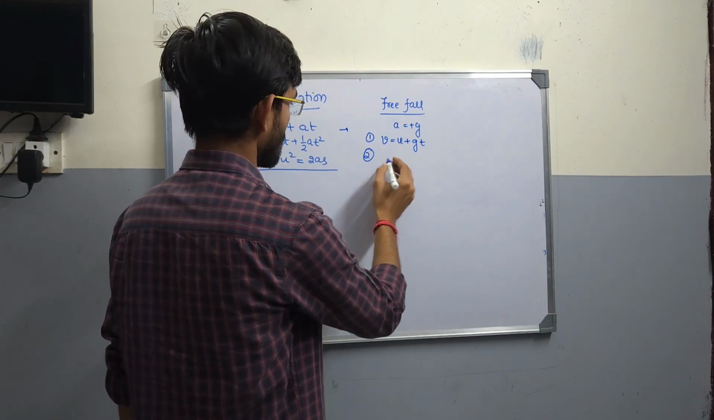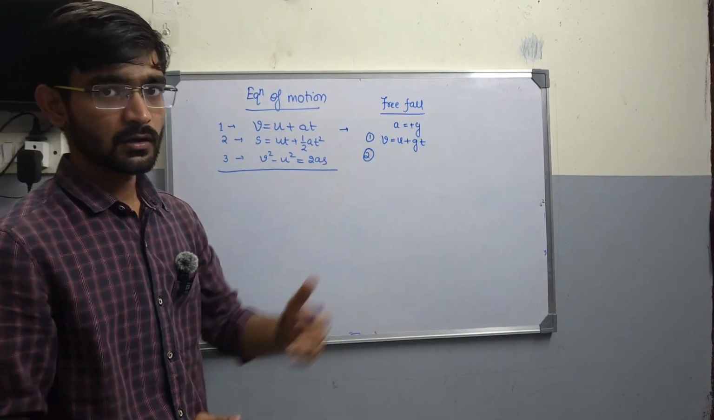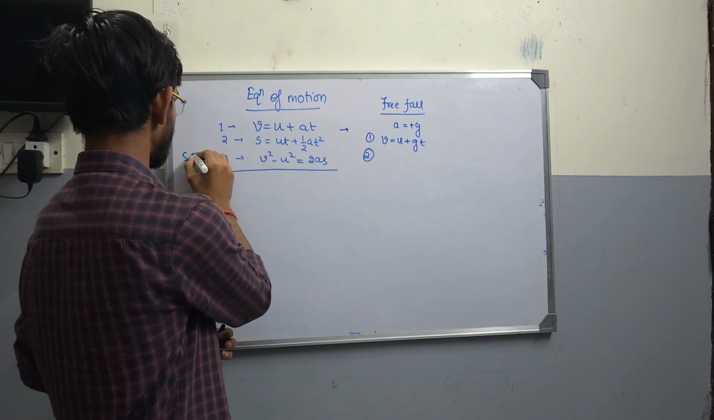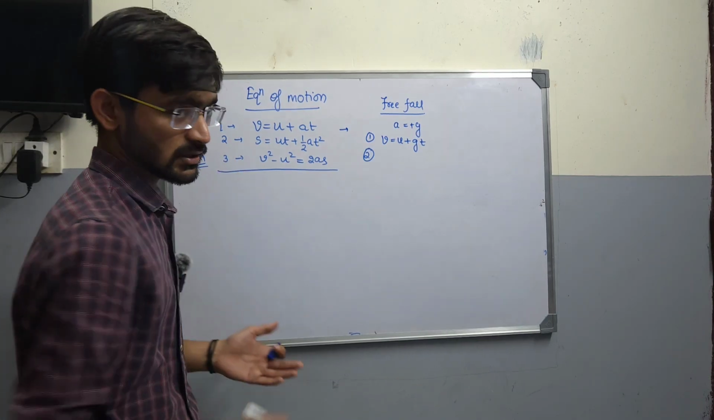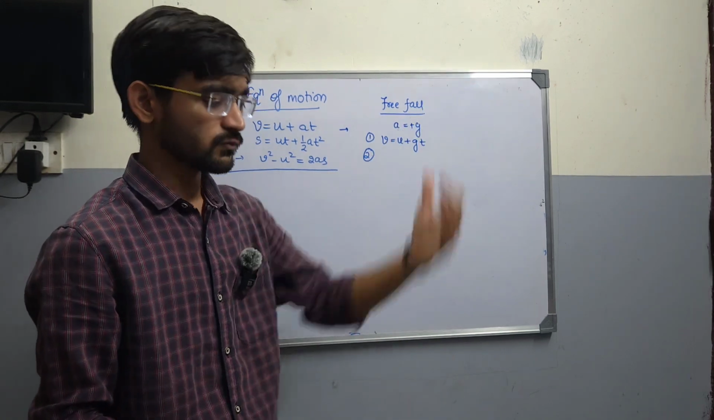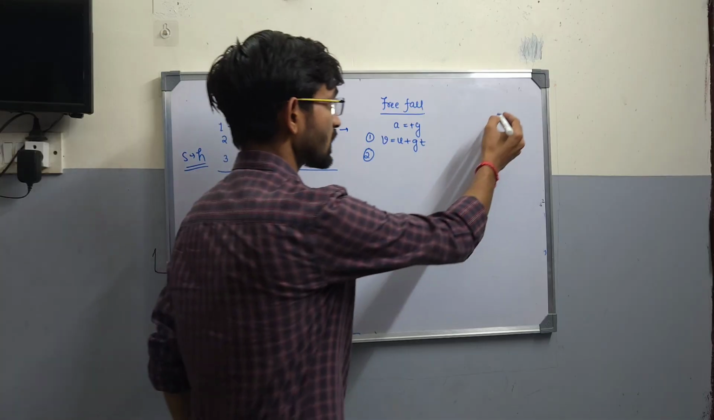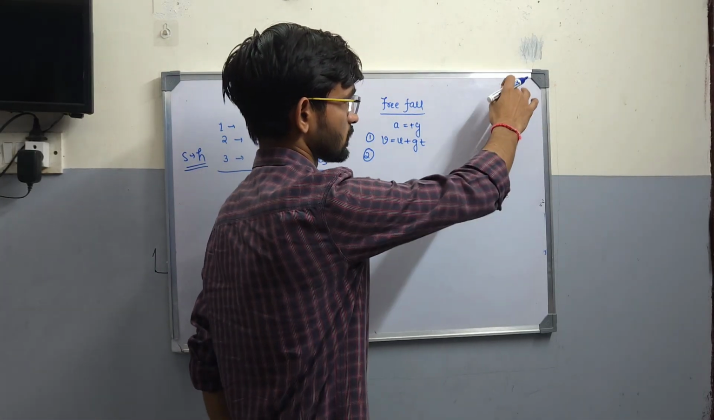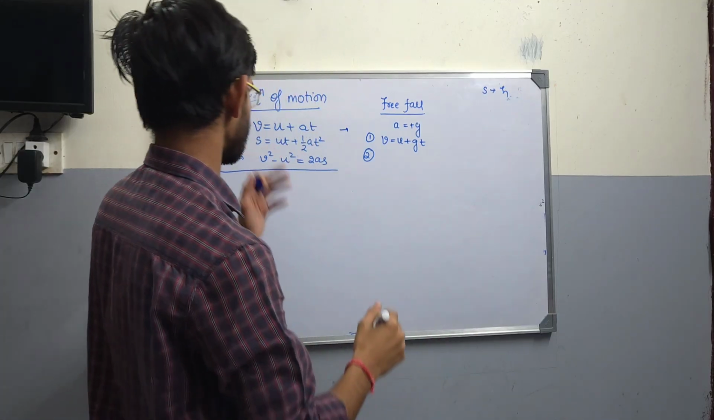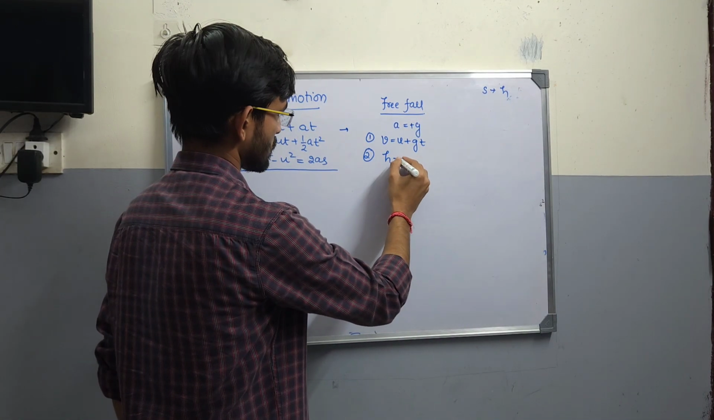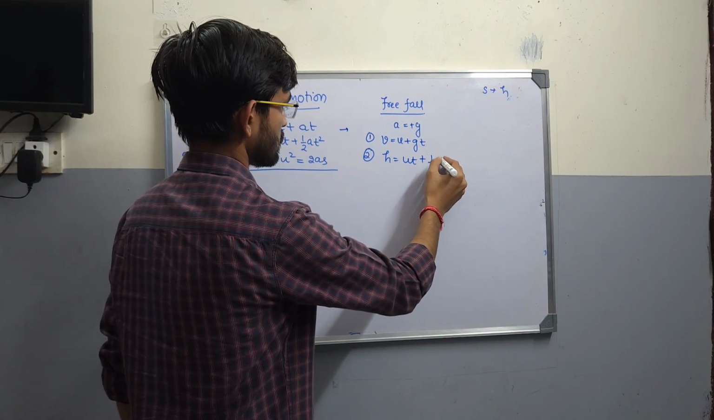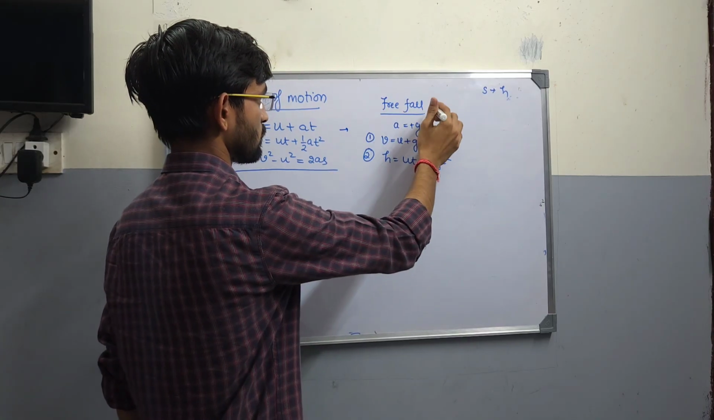Second, in free fall or motion of a particle under gravity, we will take h. Why h? Because we are dealing with height. The displacement we are dealing with will be height, because we are dealing with vertical motion. So in that case we can write displacement as height. I can write the second equation as h equals ut plus half gt square.